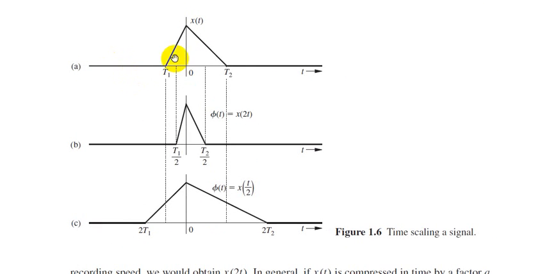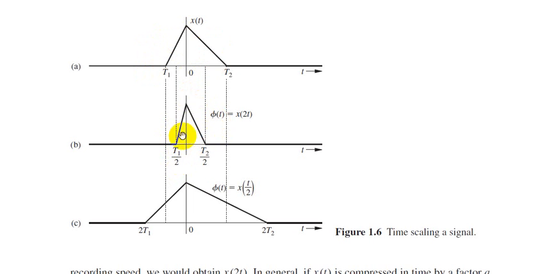Here, any signal x of t is provided, where from t1 x of t is rising, then at 0 it's again decaying up to t2, then it has become 0. So this is x of t. If we want to compress this x of t, we'll use time scaling operation. Here the signal is compressed by t by 2.